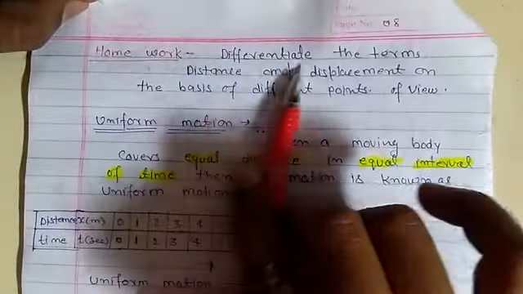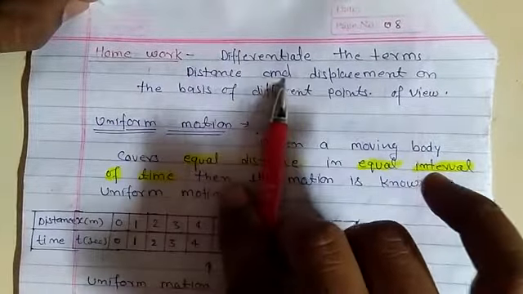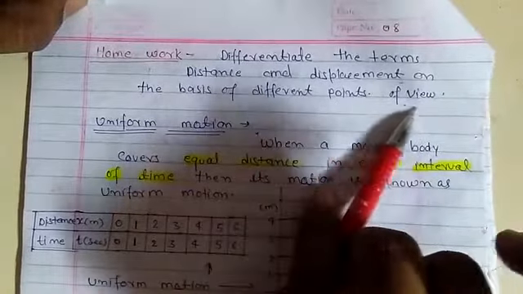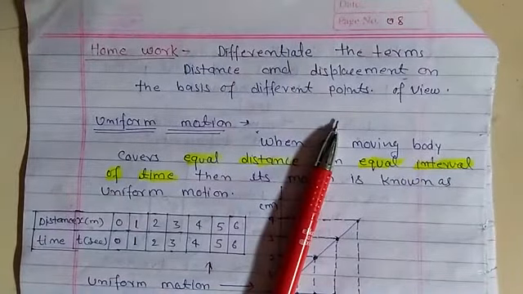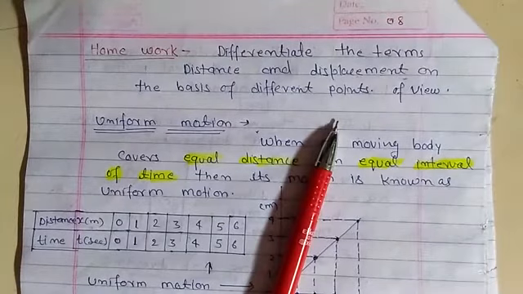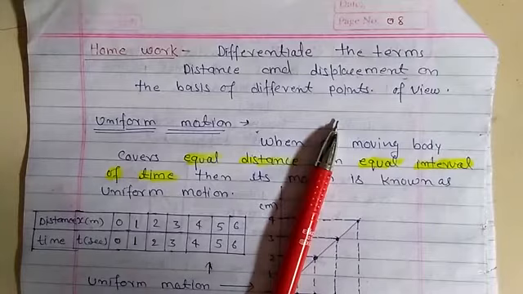This is the homework: differentiate the terms distance and displacement on the basis of different points of view. It means you have to do some work about distance and displacement. You have to differentiate distance and displacement on different bases.